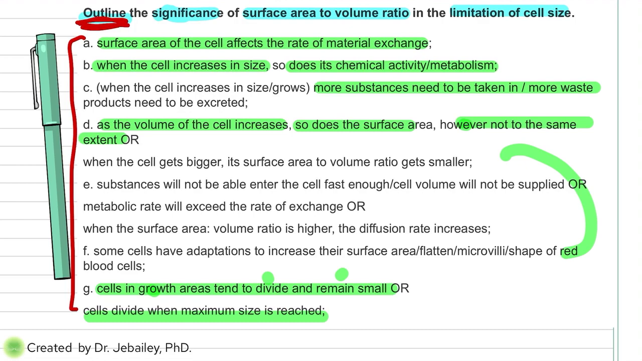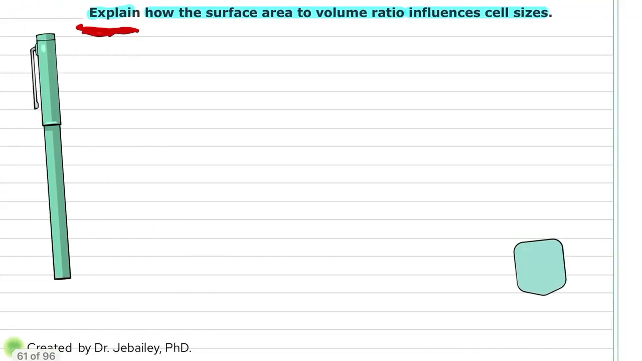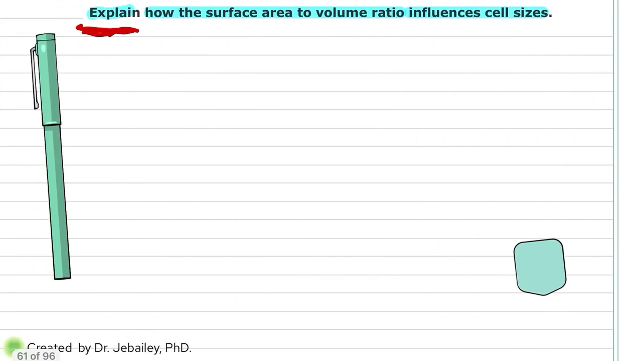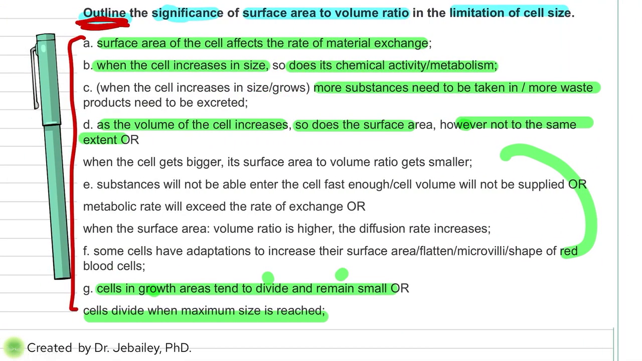We're going to look at the mark scheme, and I'm going to show you how many things are in common. But just because it's explained, that means that you have to explain more in detail. Our outline is very generalized. So the first one says, small cells have a larger ratio than larger cells, or the ratio decreases as the size increases. That was there, right? It was talking about here, the ratio getting smaller.